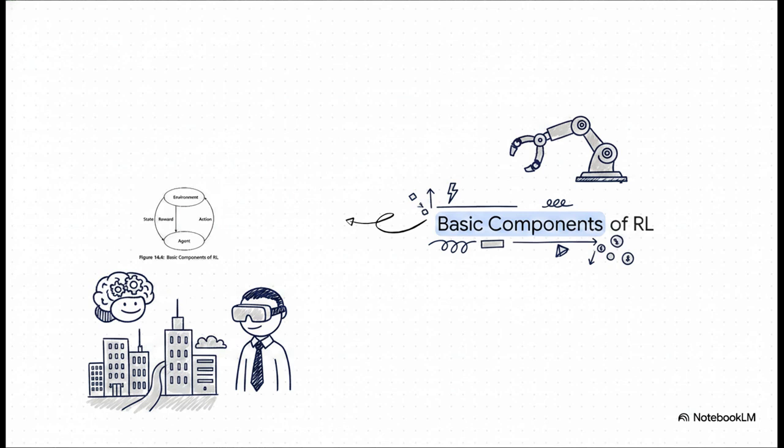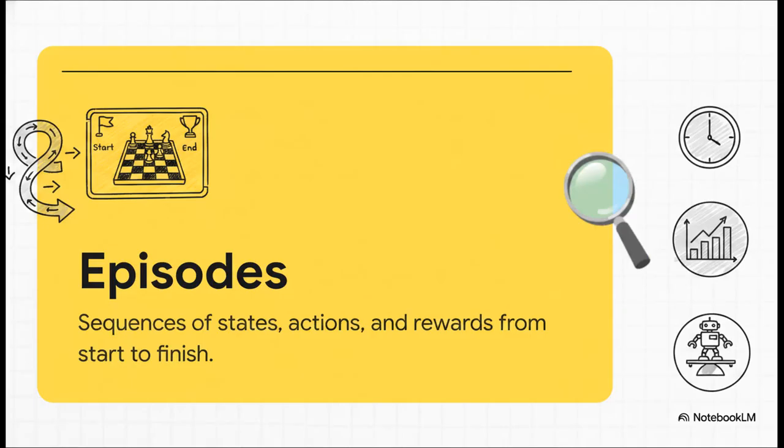It's a continuous loop. Now, the strategy the agent uses to actually pick these actions, that's called its policy. And the expected long-term return of being in a certain state is called its value function. Ultimately, the goal here is always to maximize total rewards through this continuous cycle. As the agent navigates through this environment, it generates a sequence of states, actions, and rewards from start to finish. We call this entire sequence an episode.